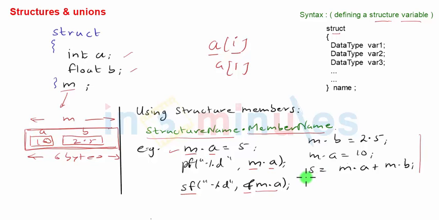After that, you are saying some variable s, let's assume it's a float variable, equal to m dot a plus m dot b. So in this case, m dot a, which is 10, and m dot b are added and put into some other variable s, which is a simple variable. So the value will be 12.5. So we can just work with the variables inside a structure as if we are working with normal variables. Input, output, do additions, subtractions, use them in if else, for loop, anywhere. Just use the notation structure name dot member name.